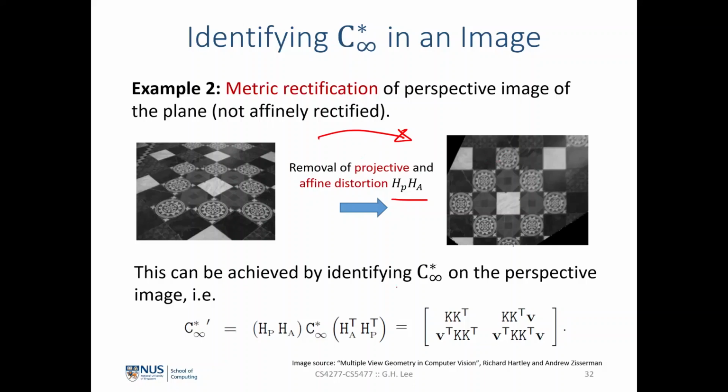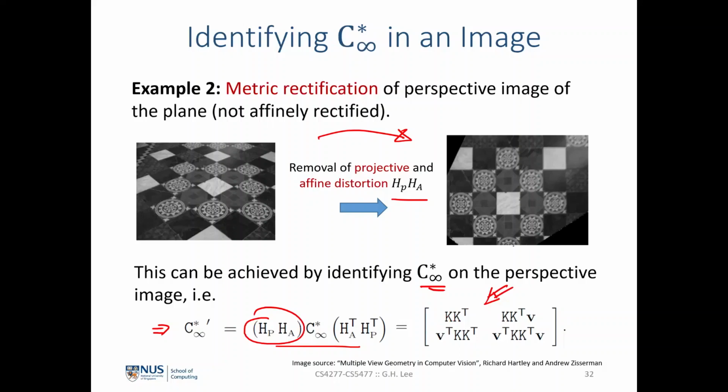And this can be achieved by identifying the C infinity star, the projection of the C infinity star directly on the perspective image, as compared to what we have seen earlier, where we identified C infinity star, the projection onto the affine image. So in this case here, we'll directly make use of this equation that we have derived earlier. C star prime equals this expression over here, which consists of both the projective and affine transformation inside here. And we saw earlier that these two matrices can be multiplied together to get this expression here.